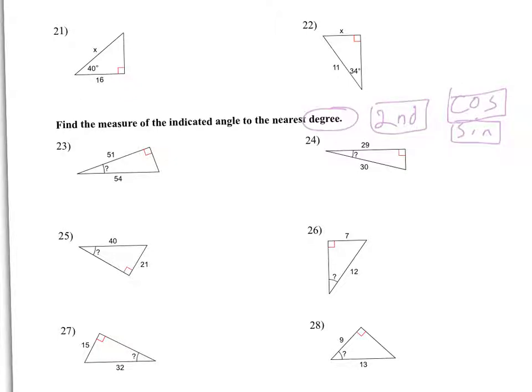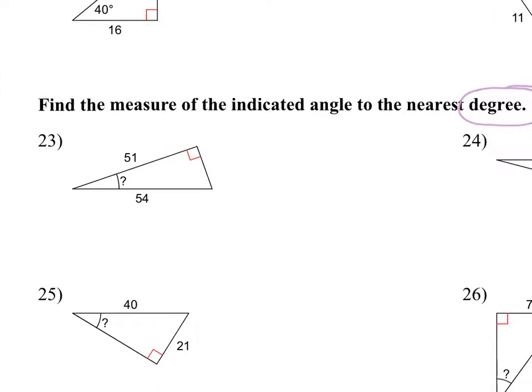All right? So looking at 23, the angle that we're missing is right here. Now what are the sides that we know? Opposite the 90, this is the hypotenuse. This is the leg that's adjacent. So what ratio uses adjacent and hypotenuse? That would be cosine. So we're going to find the cosine of our angle, which is unknown, our x. And the ratio is adjacent, 51, over hypotenuse, 54.